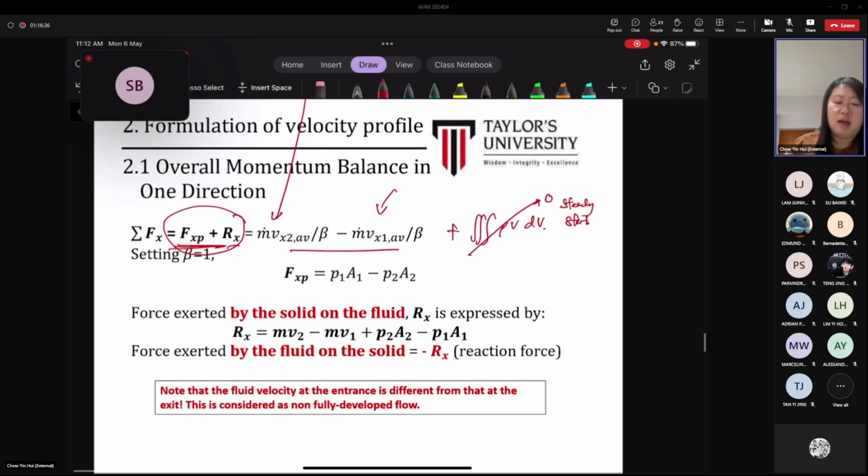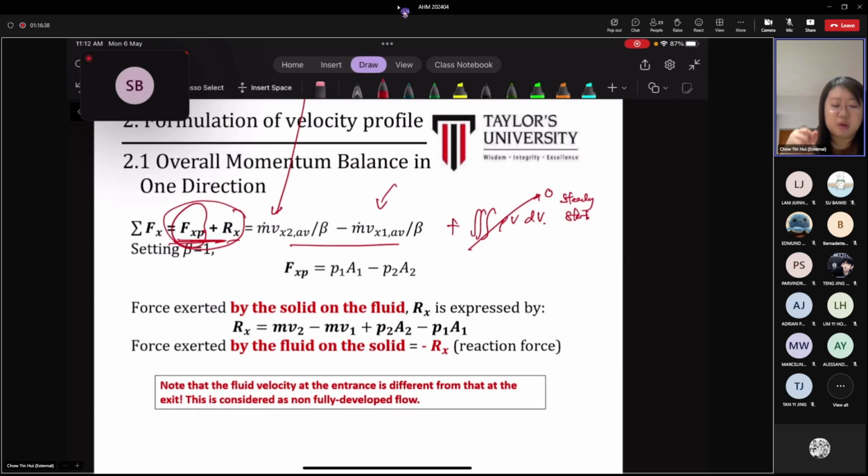As for the pressure force, you can express it explicitly. As you know, pressure equals force per unit area. So when we talk about pressure force, rearranging the equation, it is equivalent to the pressure that acts on the surface multiplied by the cross-sectional area. That's why pressure force is expressed as the pressure multiplied by the cross-sectional area at point 1, minus the pressure force acting on the cross-sectional area at the exit.